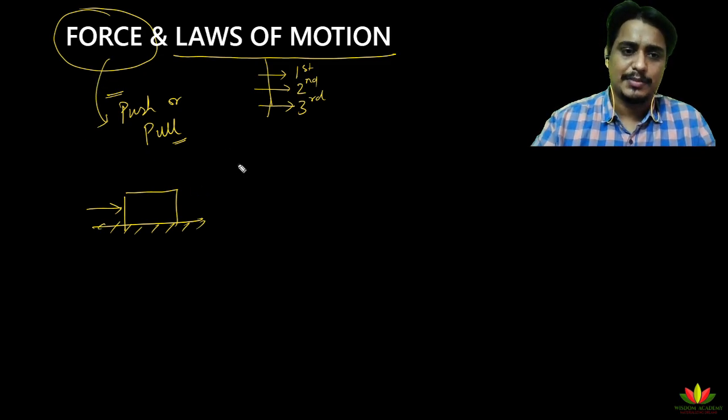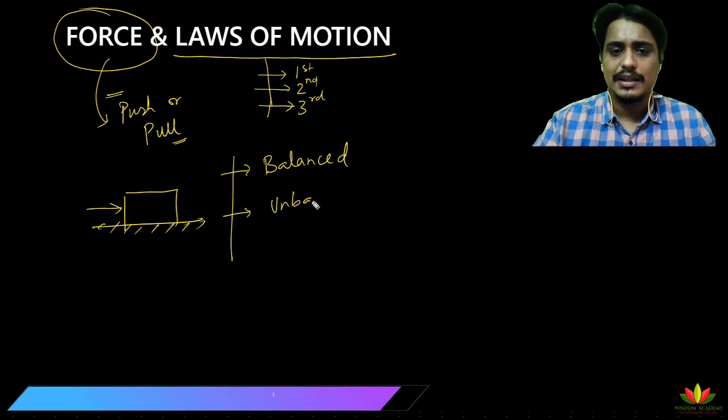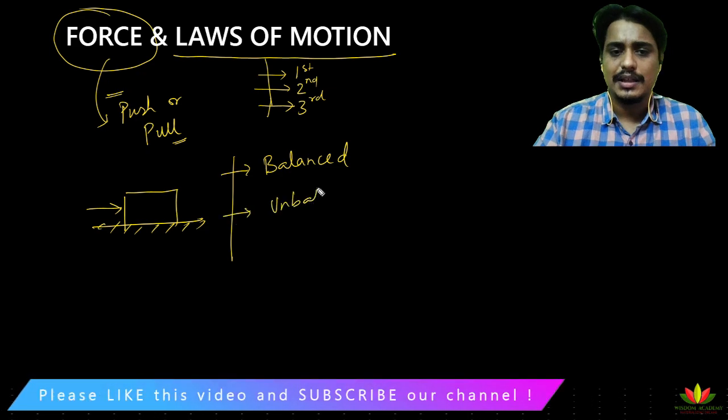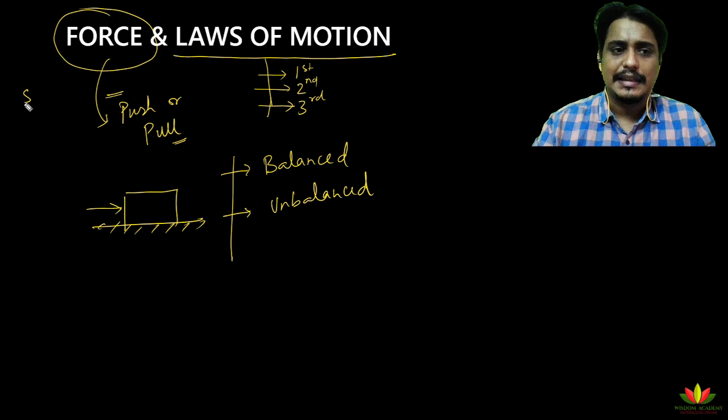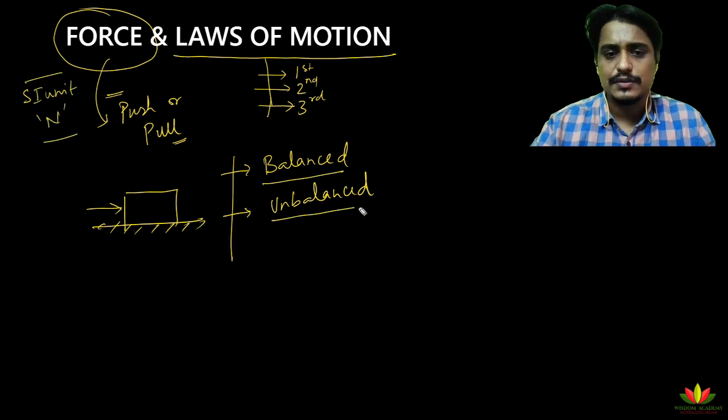Force is of mainly two types: balanced force and unbalanced force. You will learn in the later part of the chapter that the SI unit of force is Newton. How it comes and what it is, we will discuss when we reach that part. So first we will talk about what is a balanced force and what is an unbalanced force.